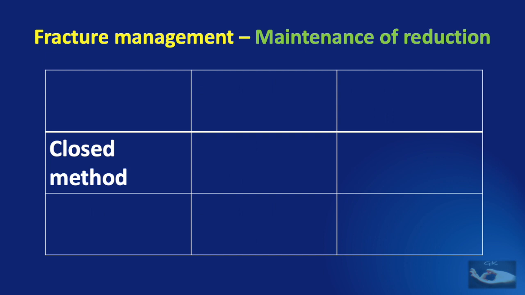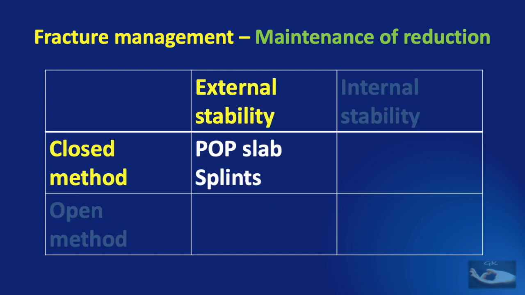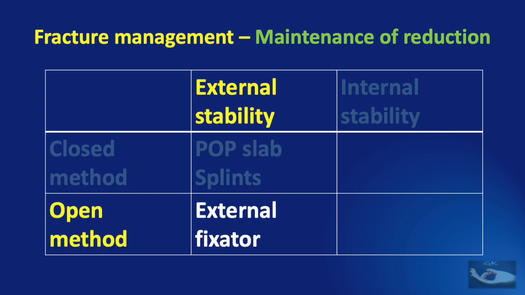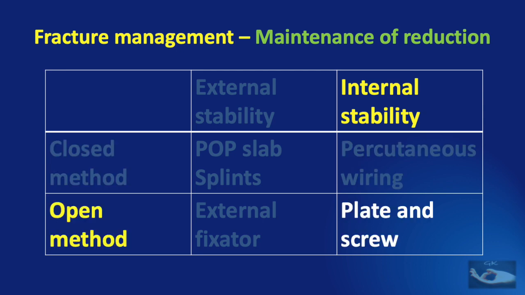This can be achieved by closed methods, open methods, external stabilization, or internal stabilization. The closed method with external stability can be provided with the POP slab or splints. The open method providing external stability can be with the help of external fixation. Closed methods with internal stability can be achieved by techniques like percutaneous wiring of the fracture, and an example of an open method providing internal stability is the maintenance of the reduced fracture ends with plate and screw fixation.